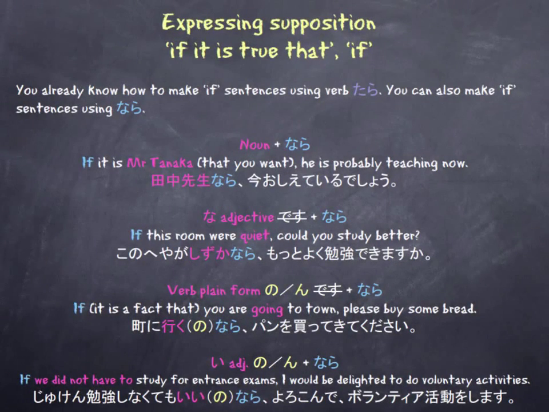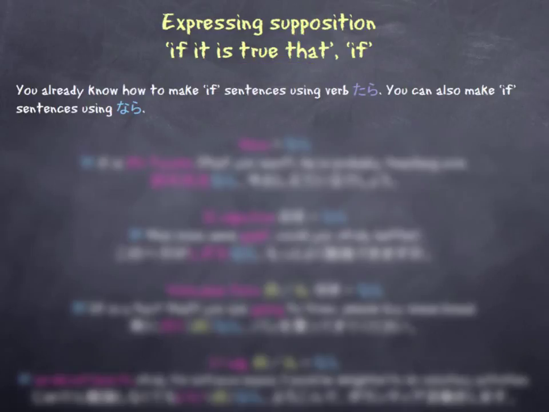Hey guys, today we're going to take a look at how to express supposition. For example, we're going to look at another way of being able to say "if" in Japanese. Now, there are a number of different ways of saying "if" in Japanese, and we've looked at the tara form in the past, and today we're going to use the nara form.